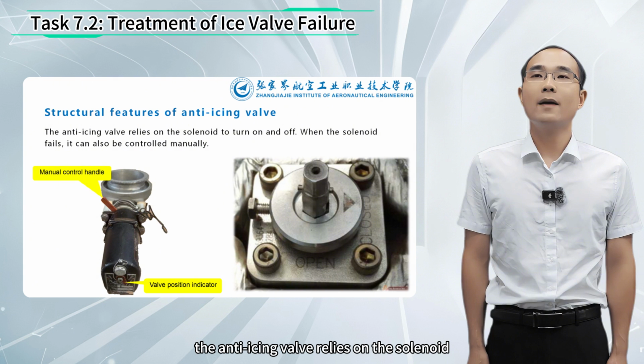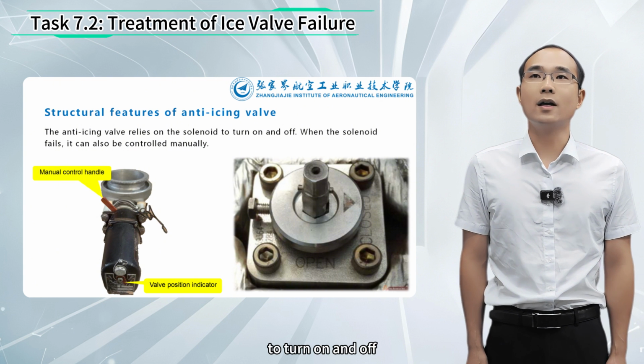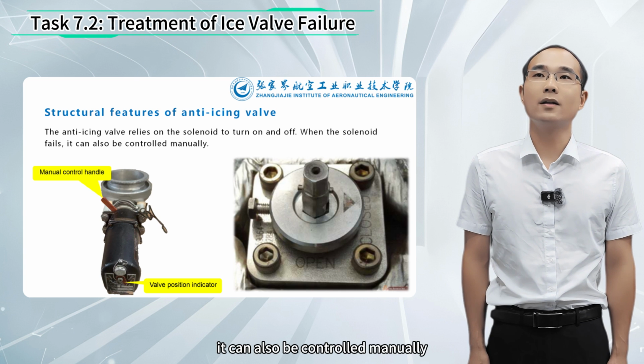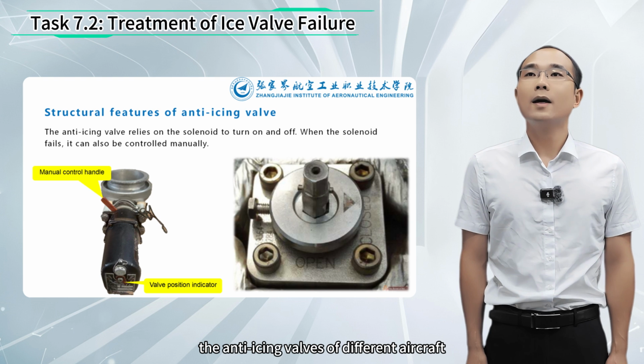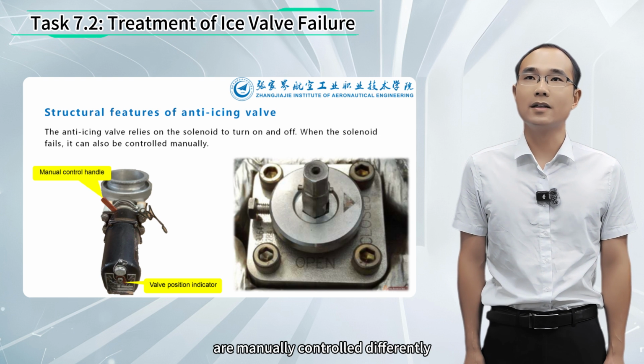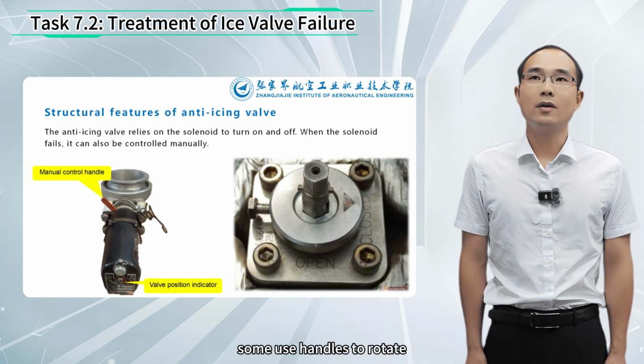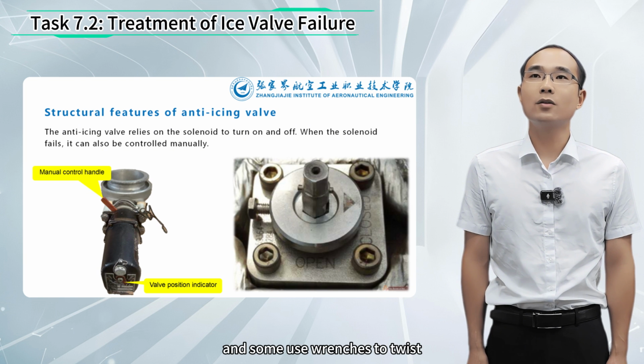The anti-icing valve relies on the solenoid to turn on and off. When the solenoid fails, it can also be controlled manually. The anti-icing valves of different aircraft are manually controlled differently. Some use handles to rotate and some use wrenches to twist.